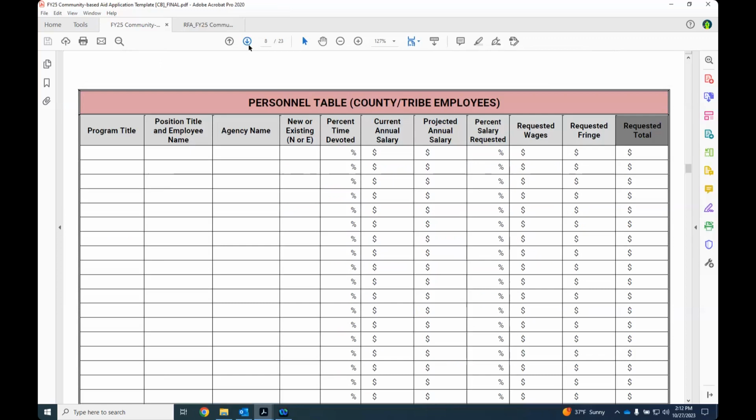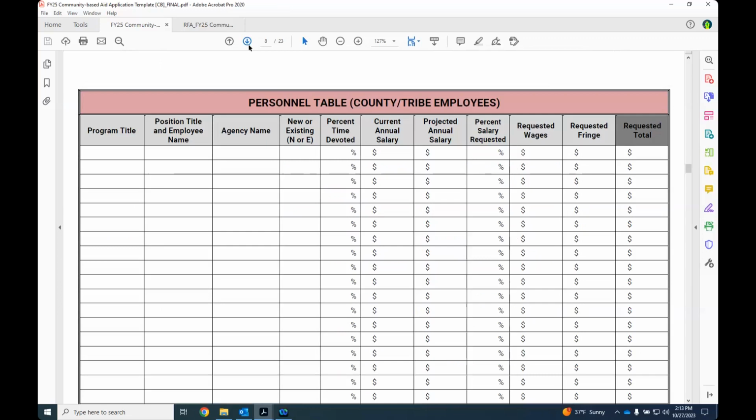The only one that I might draw your attention to is the percent time devoted. I think that this trips people up a little bit. What we mean by this is the percent of time devoted to the grant funded program. So for example, if you have someone that works for the county and does juvenile and adult diversion, say they're 30% adult and 70% juvenile, you would put 70% time devoted.